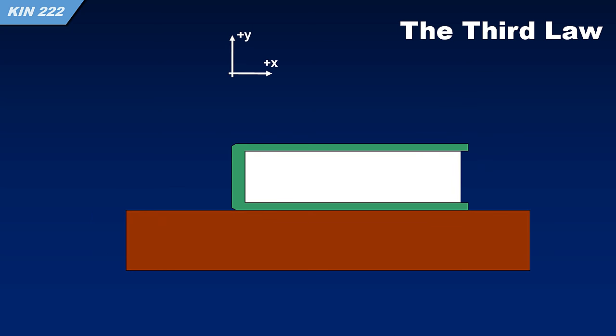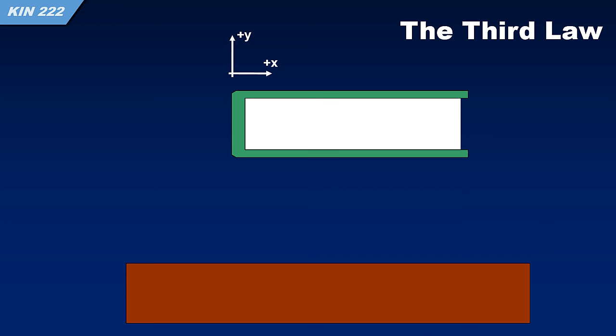We'll take a look at a simple example of a book sitting on a table. The book is not moving. That's a side view of the book sitting on a table. And we'll examine the forces acting on those two things from different points of view.